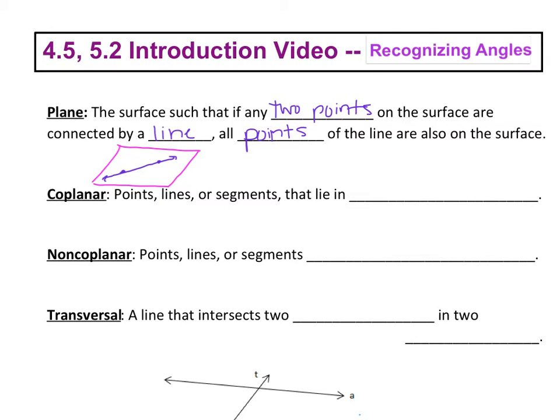Now you've got something called coplanar. Coplanar doesn't sound a lot like, but it reminds us of collinear. If you remember, collinear is when you have points that lie in the same line. Well, coplanar are points, lines, or segments that lie in the same plane. So up here, this point is coplanar with this point, and this point is also coplanar with the line. Basically, these three are all coplanar.